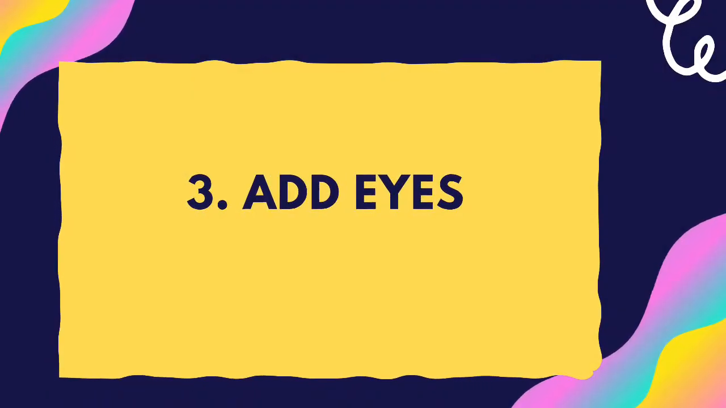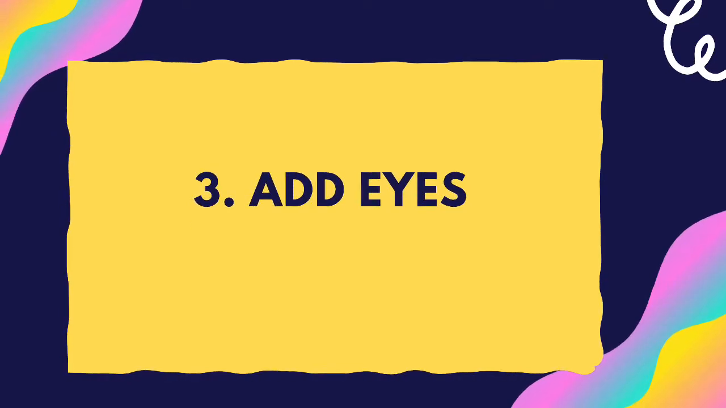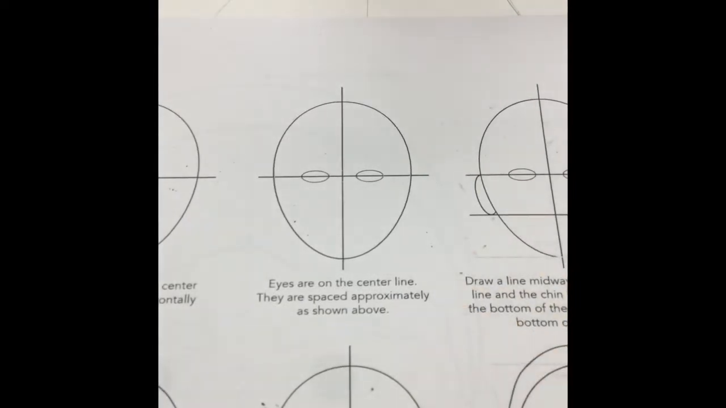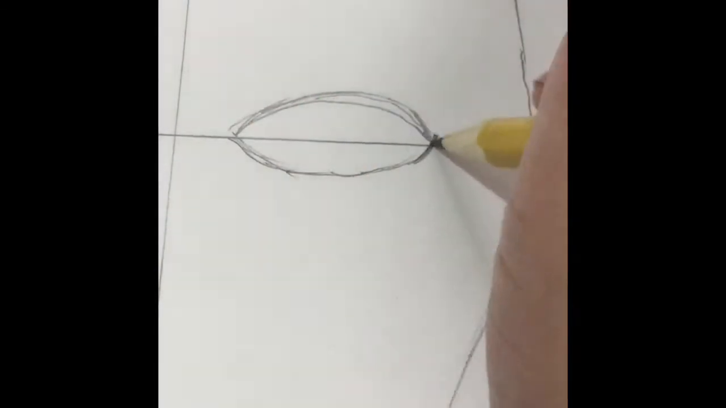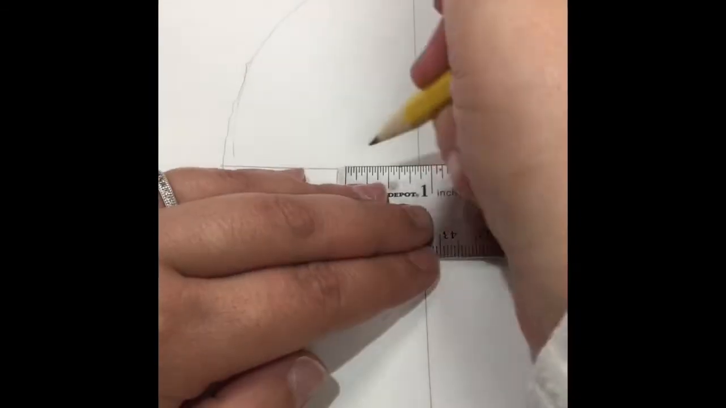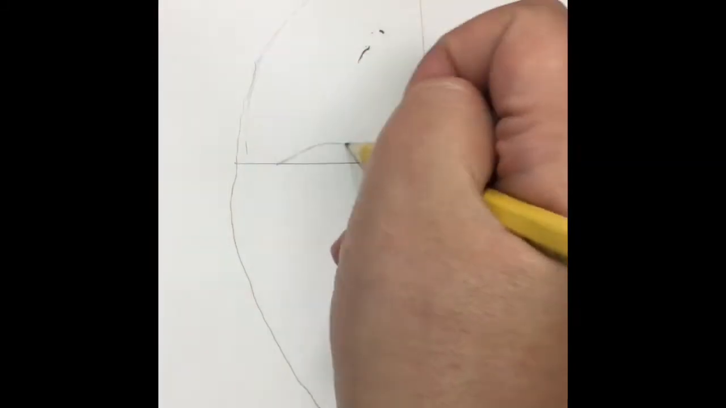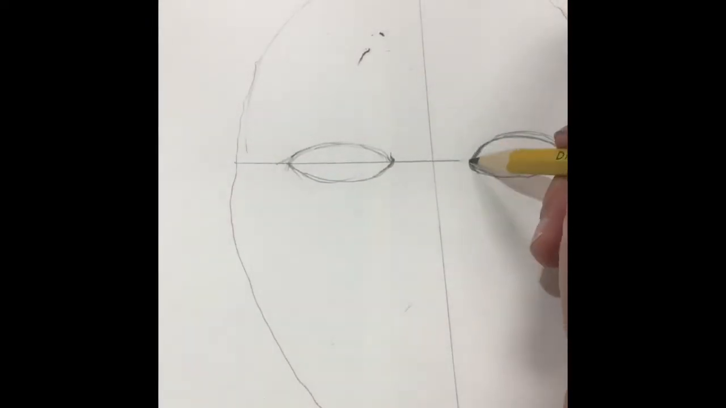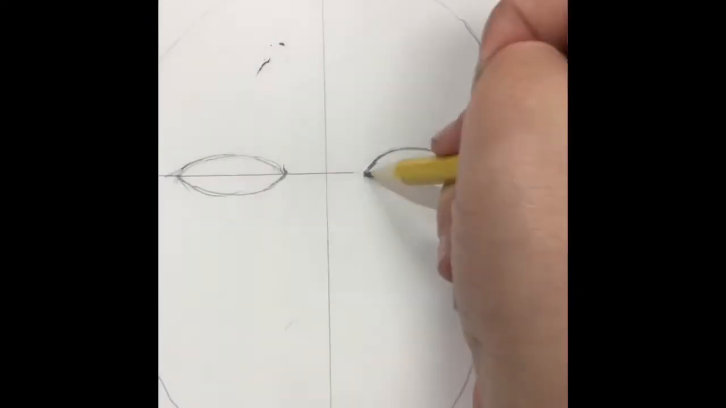Step 3. Add eyes. Now you will draw the eyes on the center line. If you are familiar with drawing eyes, you can draw it in your own style. Otherwise, it's good practice to start with sketchy lines. You can also use your ruler to measure the width of your eyes, and that will help you to figure out where to put the other eye. You want it equal distance apart.